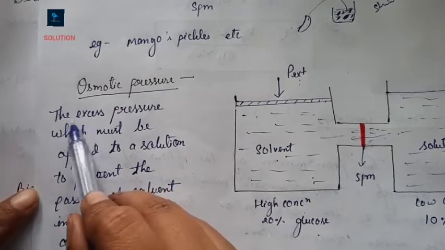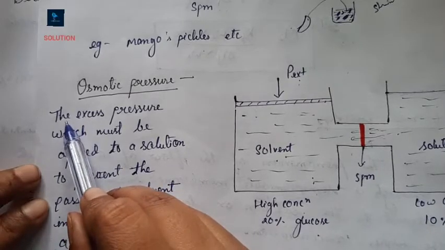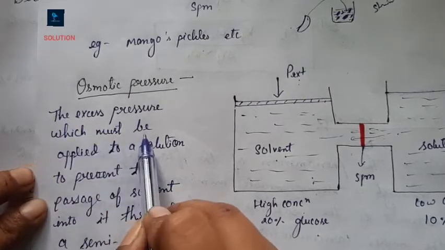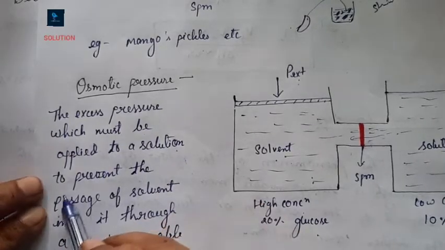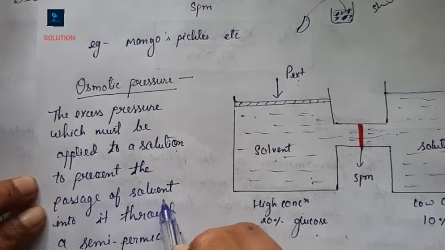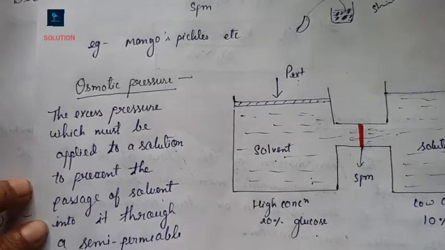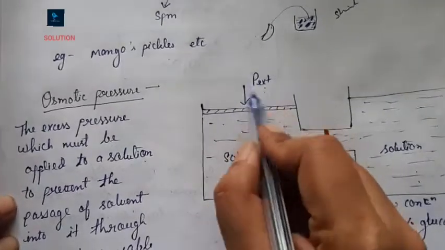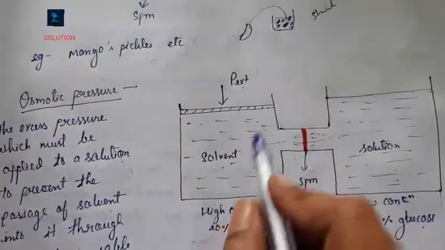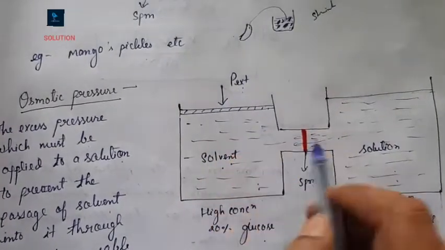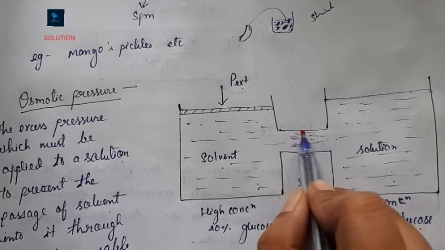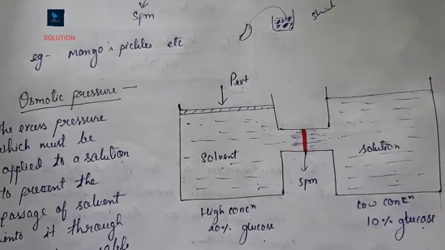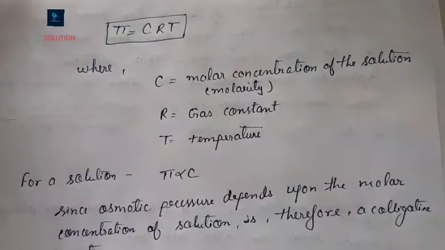You can define it as the excess pressure which must be applied to a solution to prevent the passage of solvent into it through a semi-permeable membrane. This is called the osmotic pressure. It prevents the flow of liquid from lower concentration to higher concentration.